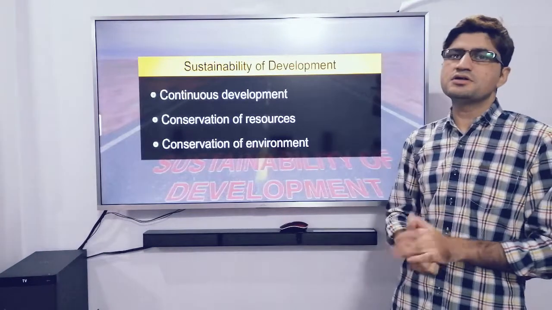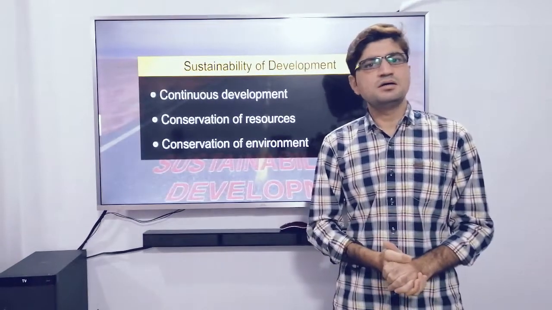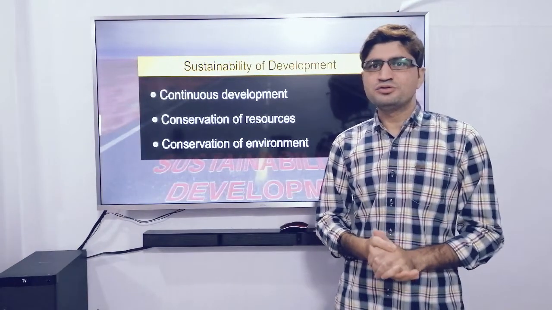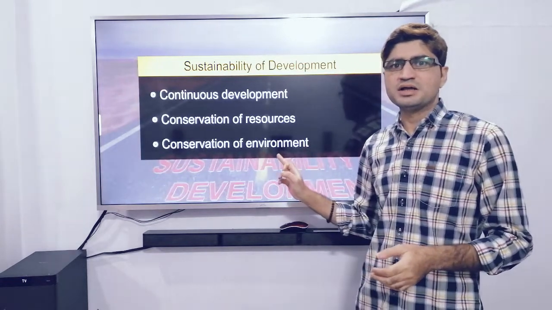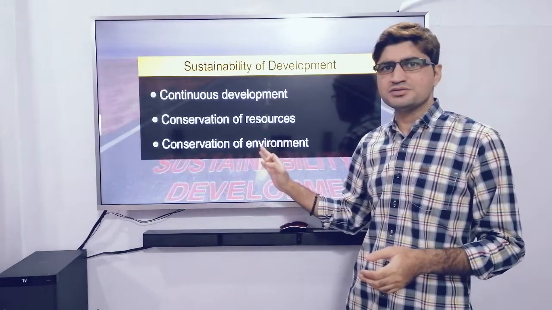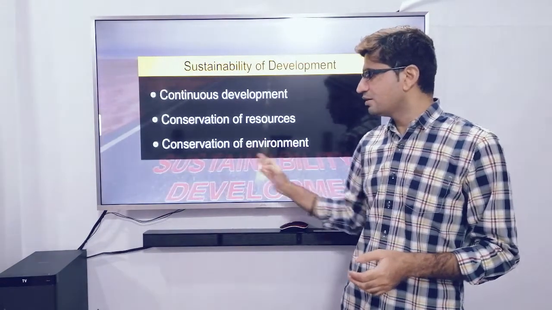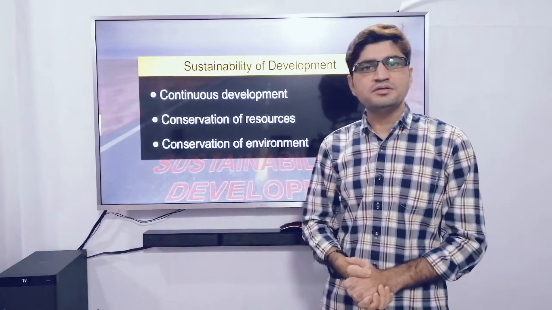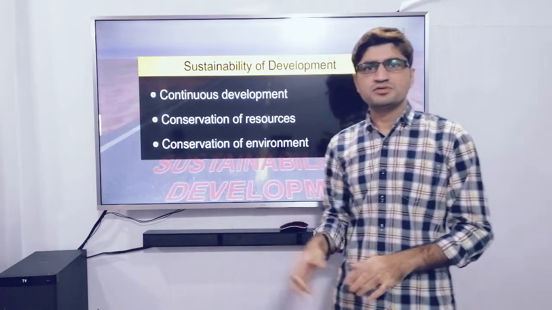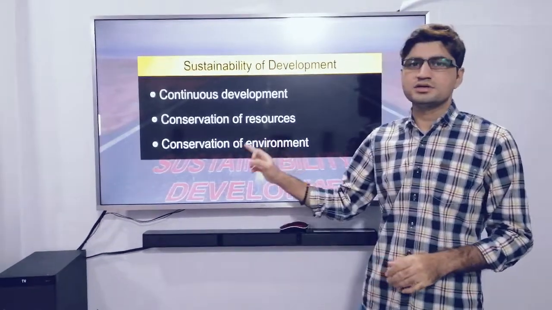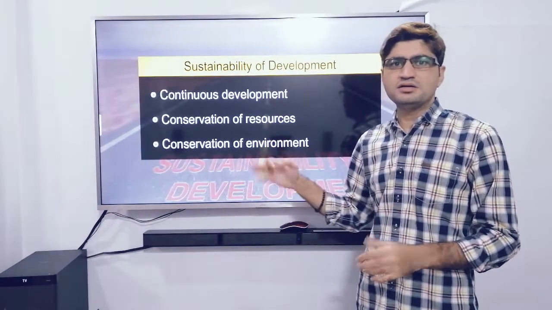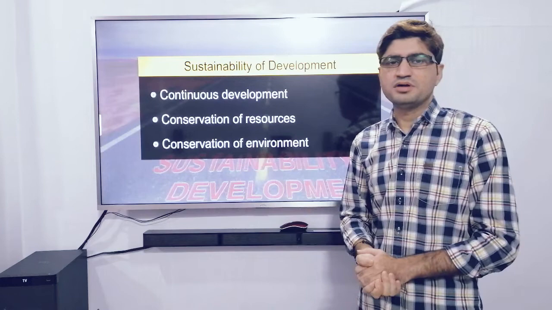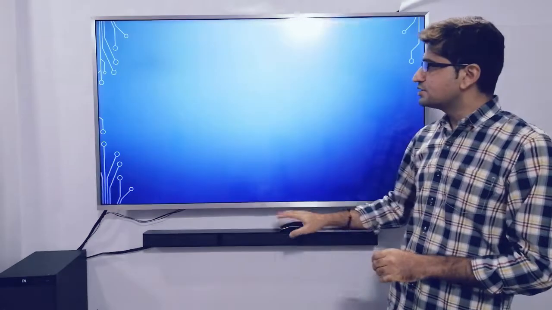Third, conservation of environment. Because of our blind run towards development, humans forgot the environment, and we are harming it very badly nowadays in different ways, knowingly and unknowingly. So it is necessary to conserve the environment, because we are dependent on it, and Earth is our home, and we don't have any other home. So let's see further.